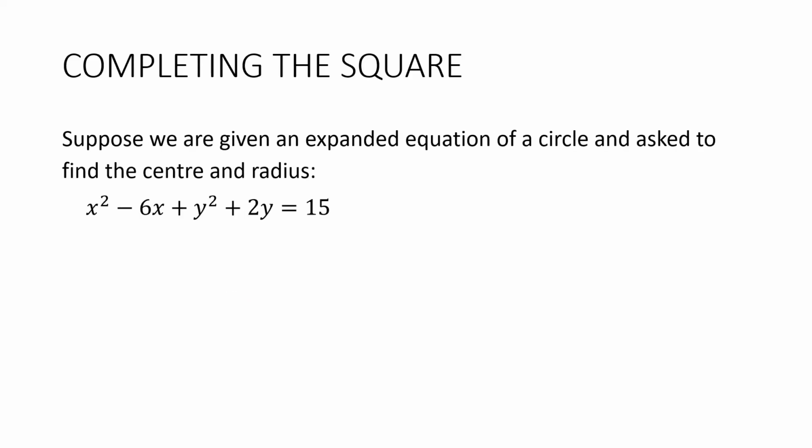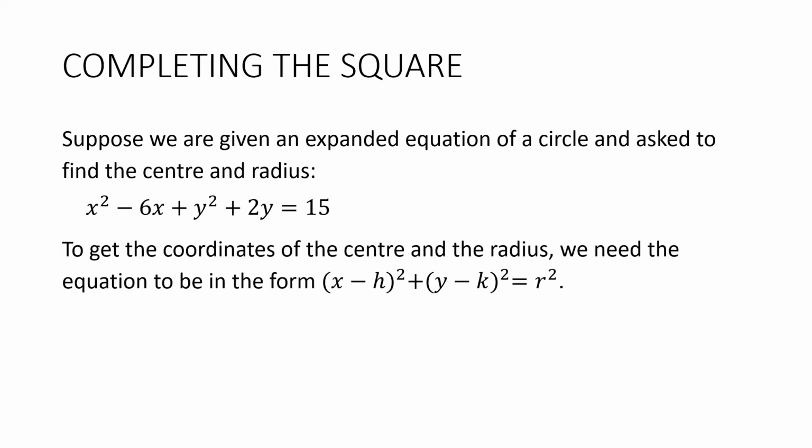Now that's all very nice when everything's factorized, but of course they're going to give you a question where it's not factorized, like this one. We're given an expanded equation for a circle and we're asked to find the center and the radius. We want it to be in this form, x minus h all squared plus y minus k all squared equals r squared. And so we're going to have to complete the square, and we're going to have to do it twice. Once for the x's and then once for the y's.